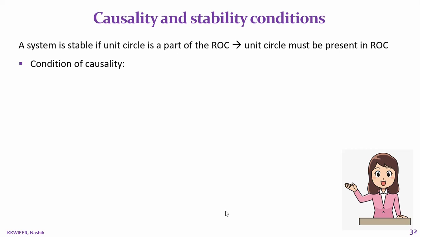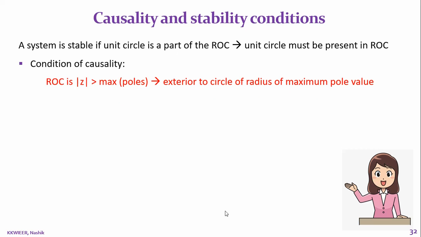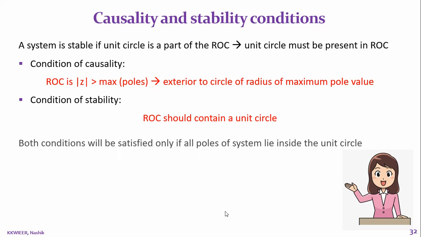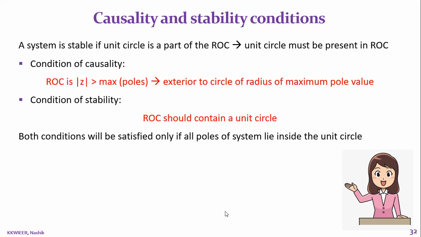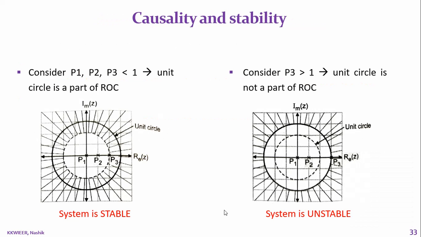So what is the condition of causality? ROC is mod of z greater than the maximum of poles, which is exterior to a circle of radius equal to the maximum pole value. And what will be the condition of stability? ROC should contain the unit circle. So both conditions of causality as well as stability will be satisfied only if all poles of the system lie inside the unit circle. So these are the two conditions to determine whether the system is causal or stable.